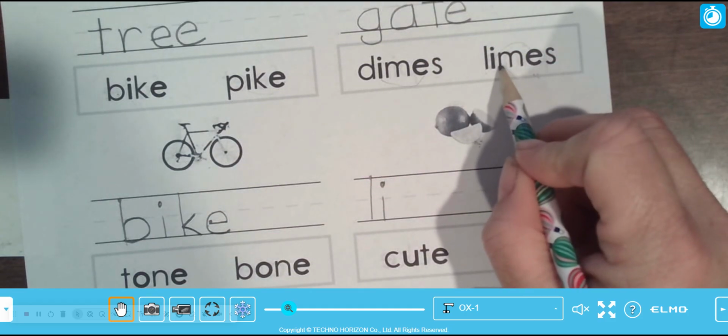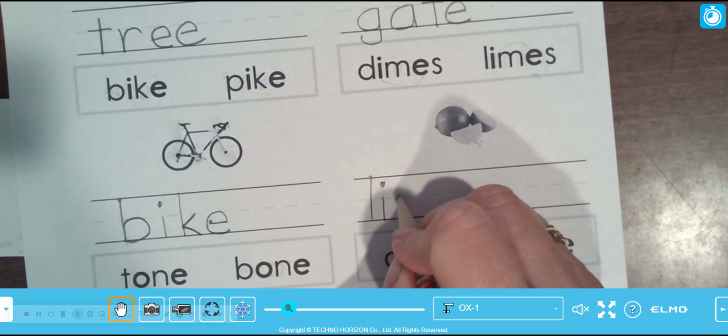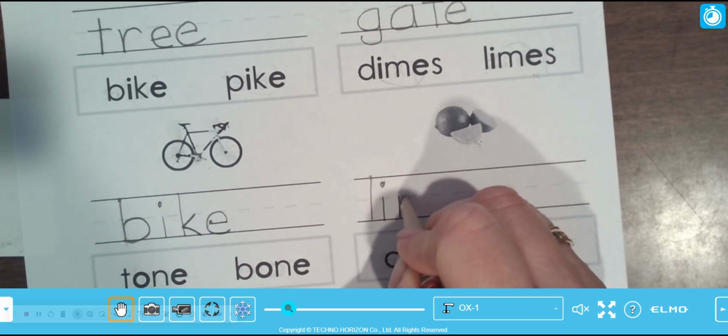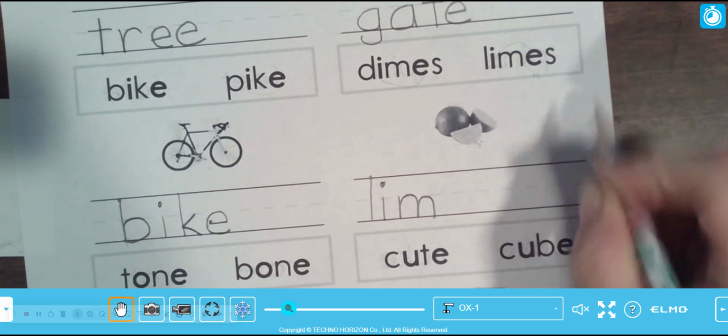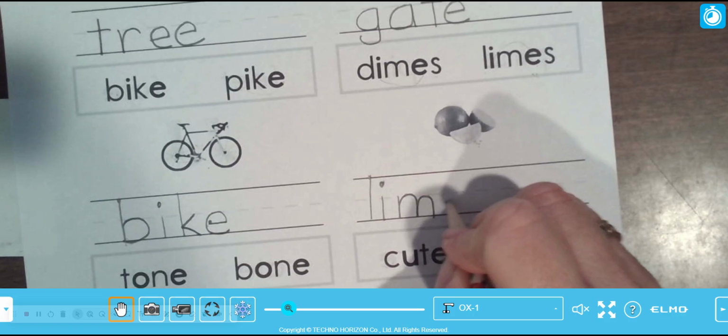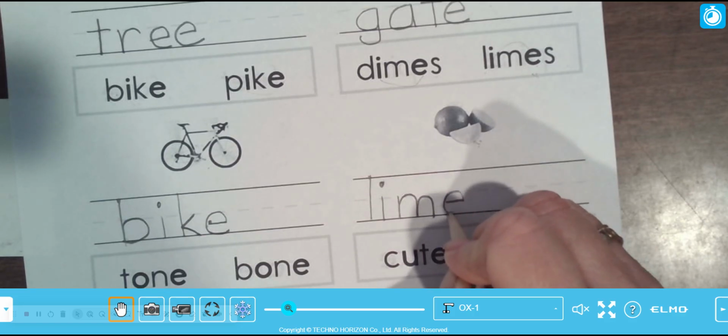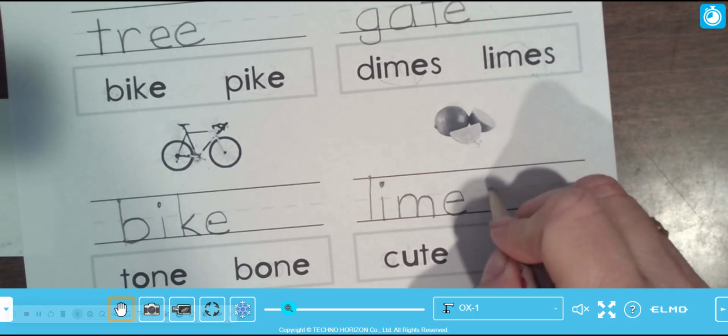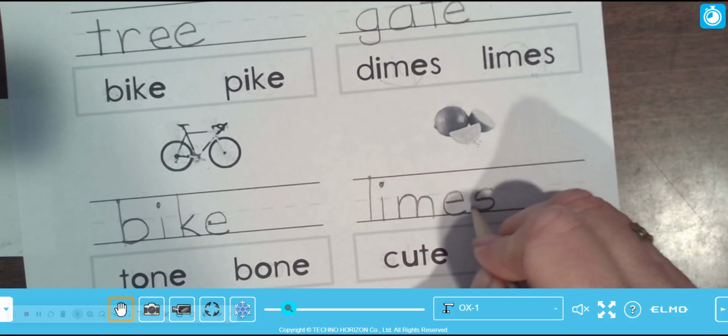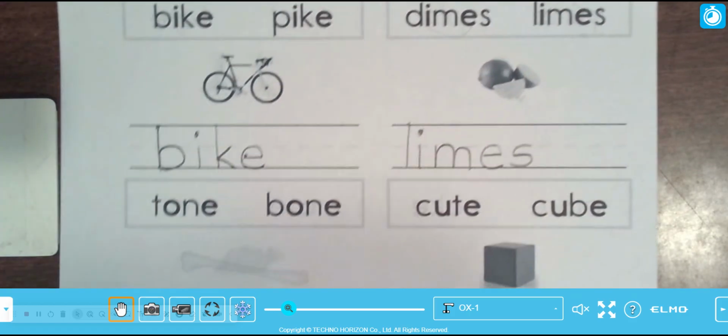The M is a small, so it starts at the dash line, go down, go back up the stick, turn and turn. The E, go out, touch the dash line, turn. The S, here we go, limes.